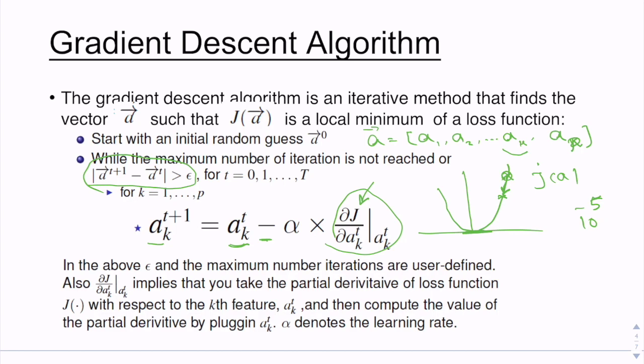So I can take a huge step, I can take a small step, but there should be some rule. So we usually define a learning rate. So the alpha in here is called the learning rate. So we define a learning rate that specifies the amount, the steps or jump we are taking toward the local minimum.